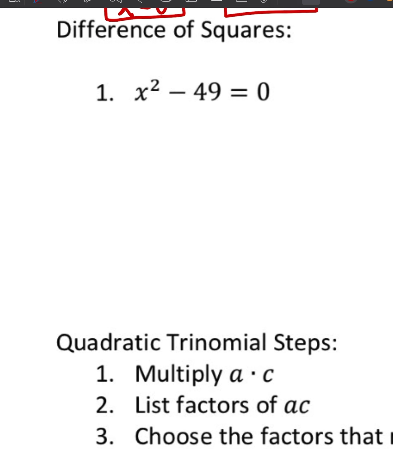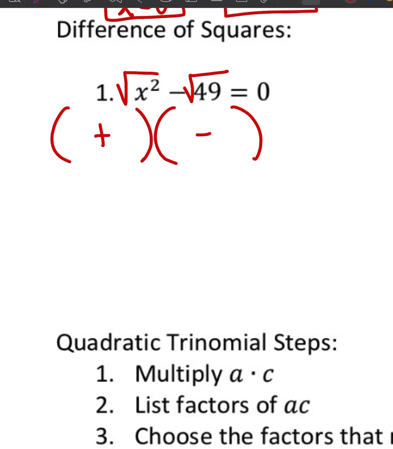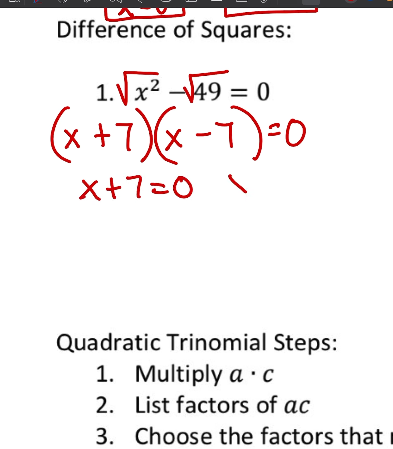The next example we're going to take a look at is if we have a difference of squares. So when we have a difference of squares, remember to factor that, we're going to take the square root of the first term and the square root of the second term. We're going to have a plus and a minus. The square root of x squared is x, and the square root of 49 is 7. So we're going to take each one of those factors and set equal to 0, just like we did in the previous example, so that we can find our x-intercepts.